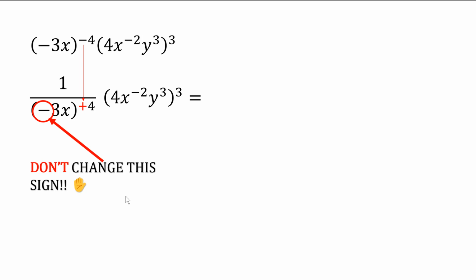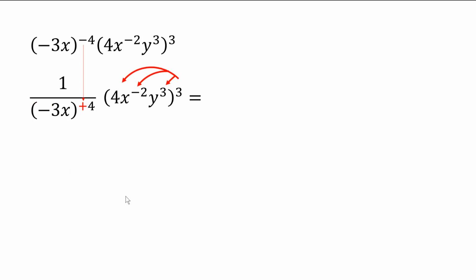You change the sign on the exponent, not on the base, because you know that negative 3 is not the same thing as 1 over 3. Okay, so we're going to distribute the 3 to all the factors inside the parentheses there. So for the numerator, we'll have 4 to the 3rd, x to the negative 6, because 3 times negative 2 is negative 6, and then y to the 3 times 3, which is 9.